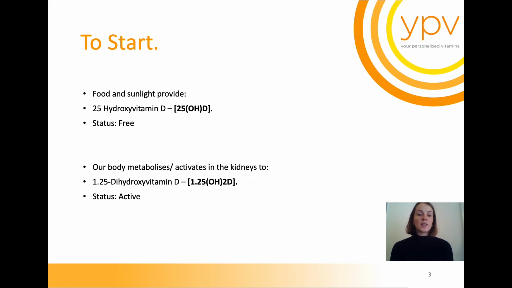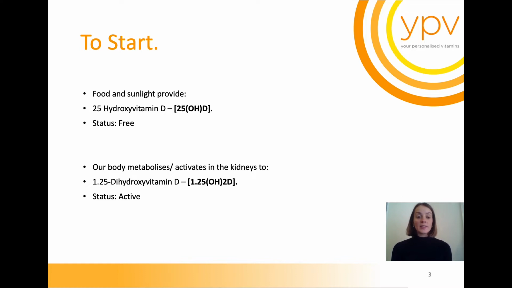So just before we get started, I wanted to make sure that everybody has an understanding of the two metabolites of vitamin D that I'll be discussing throughout this presentation. To begin with, the initial metabolite that food and sunlight provide us with is 25-hydroxyvitamin D. And you'll see this written in shorthand throughout as 25-OHD. And the status of this metabolite is free. So the initial metabolite is free.